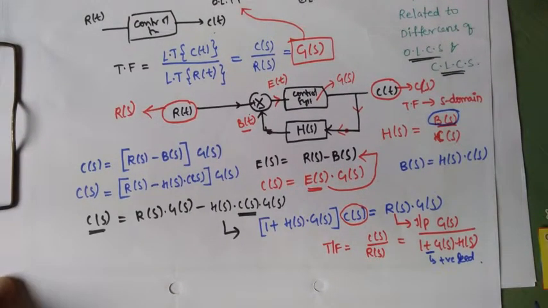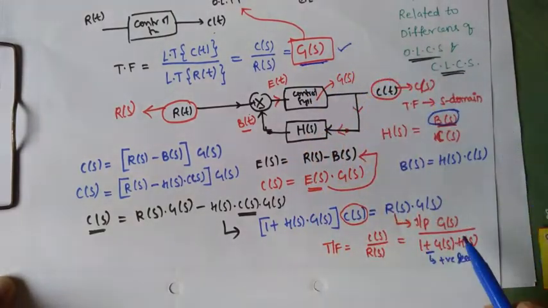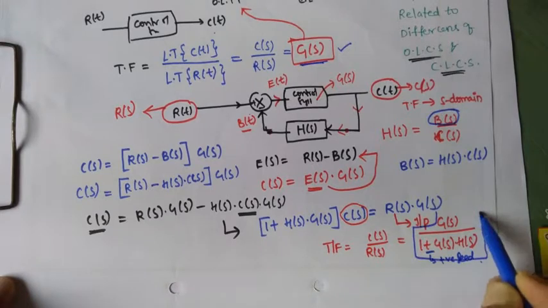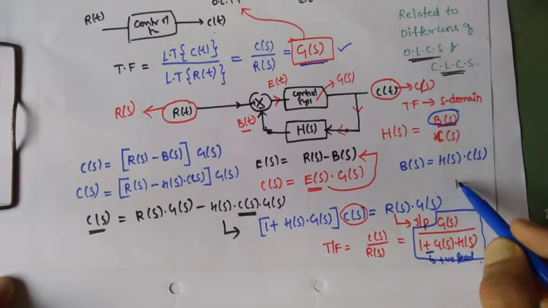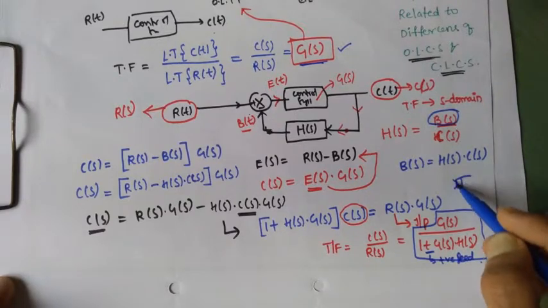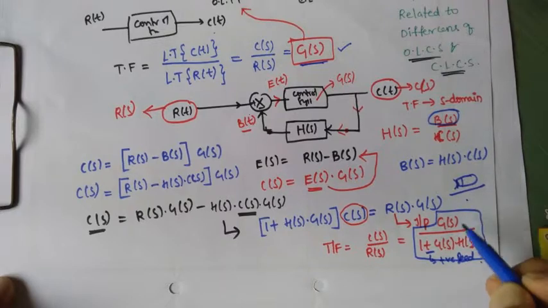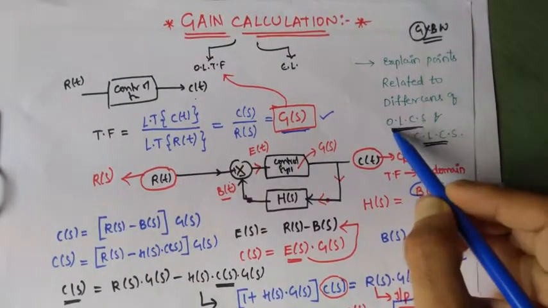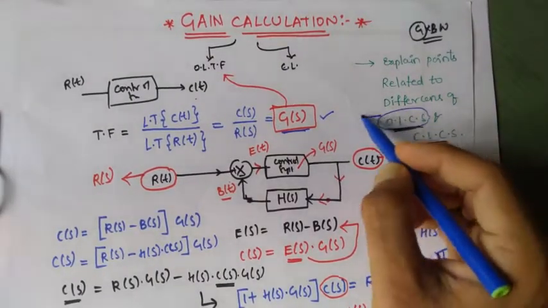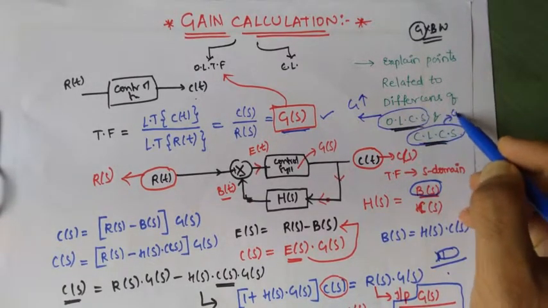So now you can compare, as G(s) is the open loop gain and G(s) / [1 + G(s) H(s)] is the closed loop gain. Now 1 plus anything is greater than 1. So if G(s) is the same in both cases, if it is divided by a number greater than 1, then obviously this value will be less. So from that you can say that in the open loop control system, the gain is more compared to the closed loop control system.